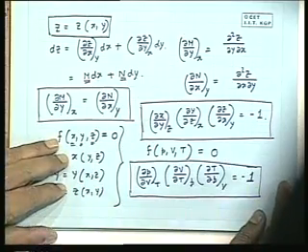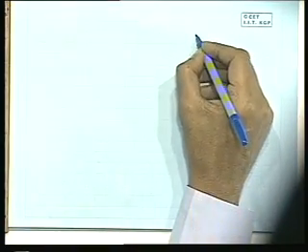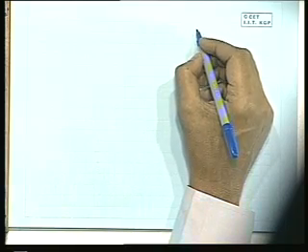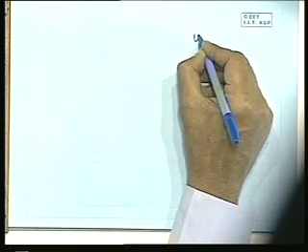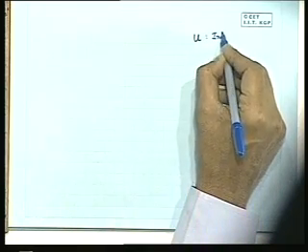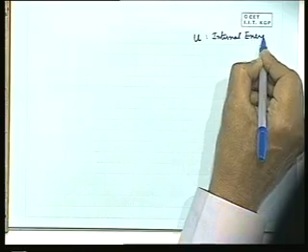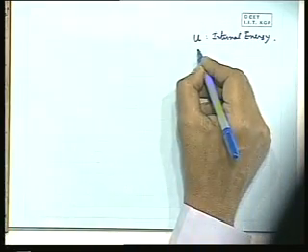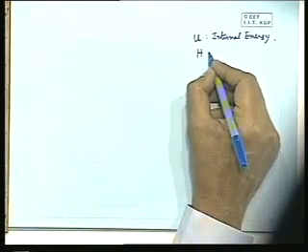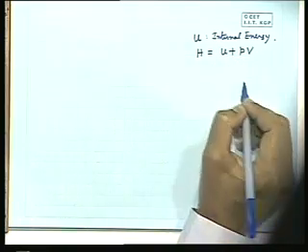Well, now I come to the property relations which we started in the last class, that we started with four very important extensive properties. One is U, that is the internal energy. Internal energy is basically the intermolecular energy, which neglects the kinetic energy. Another is H, that is enthalpy, which equals U plus PV.